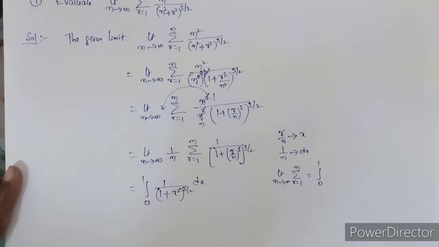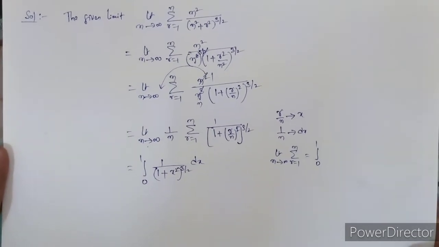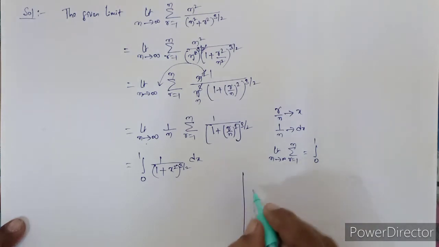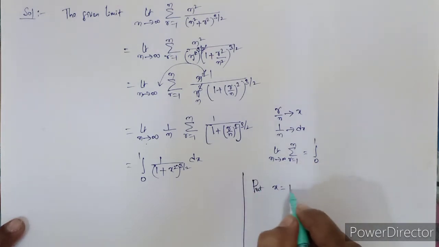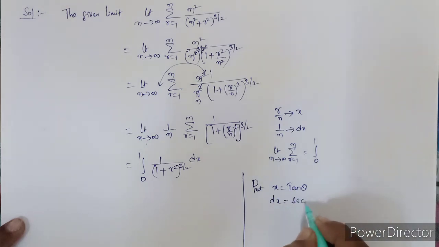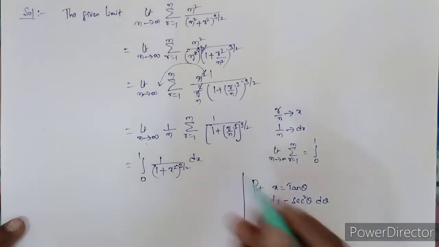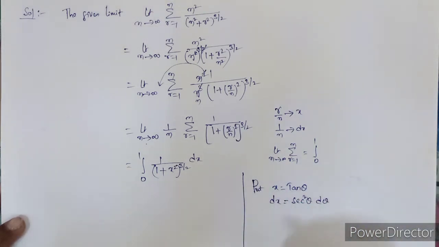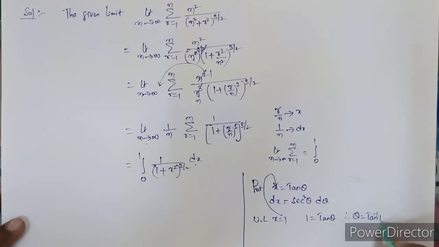Now we have to evaluate this integral by using trigonometry. Put x is equal to tan theta. On differentiating both sides, dx is equal to secant square theta d theta. Now limits also will change because we are replacing x by tan theta, so x limits must convert to theta limits. First we put upper limit, x is equal to 1. Substitute here, 1 is equal to tan theta. Therefore, theta is equal to tan inverse 1 is equal to pi by 4. This is the upper limit of theta.